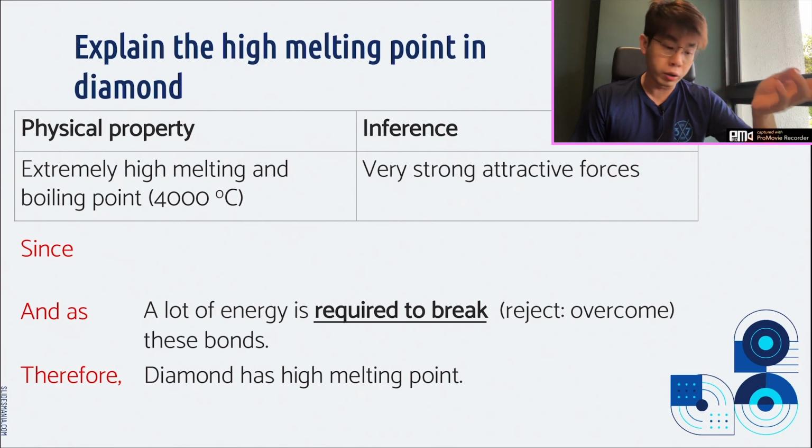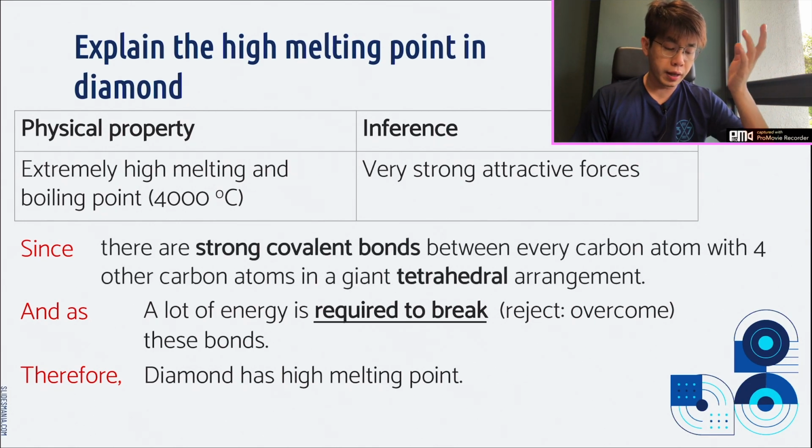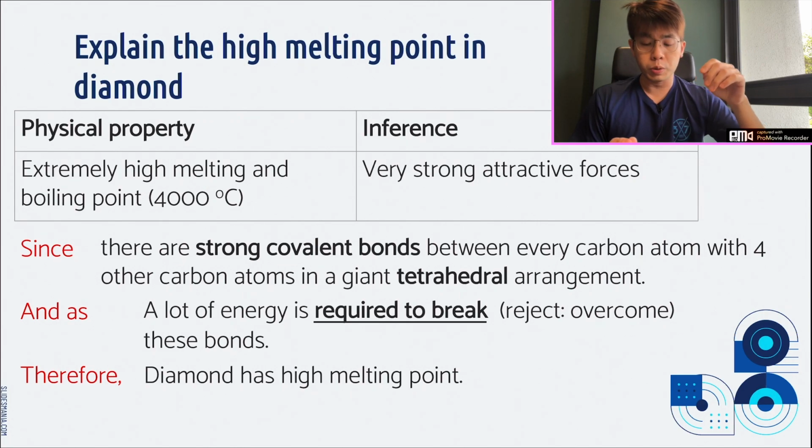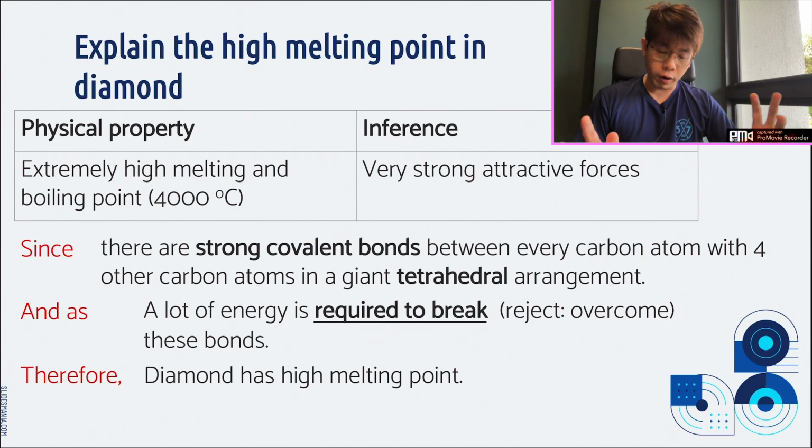So what are these bonds? Since there are strong covalent bonds between every carbon and 4 other carbon atoms in a giant tetrahedral arrangement, and as a lot of energy is required to break these bonds, therefore diamond has a high melting point.